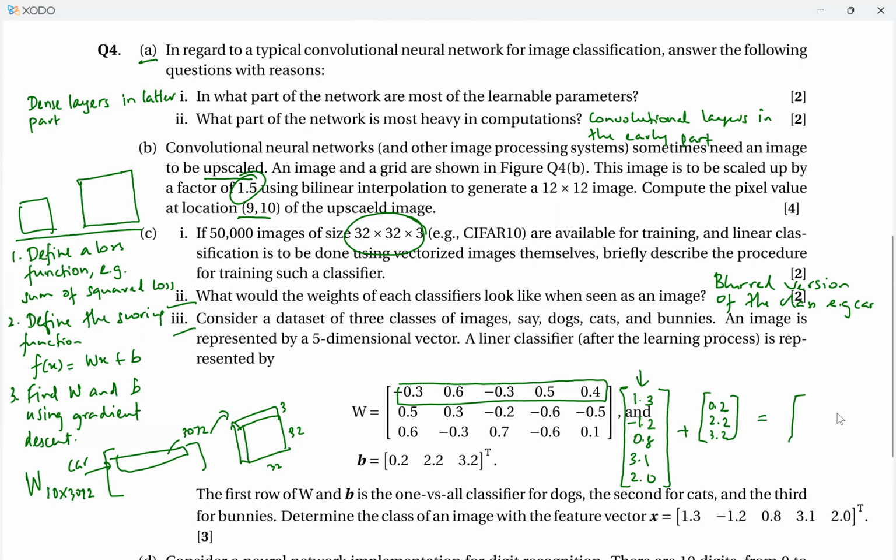So therefore you will get 3 numbers corresponding to the 3 classes: a dog score, cat score, and bunny score. If you do the calculation, you would get 1.2, minus 0.53, and 3.24. So you can see this number is much larger. So therefore it will correspond to the bunny class.